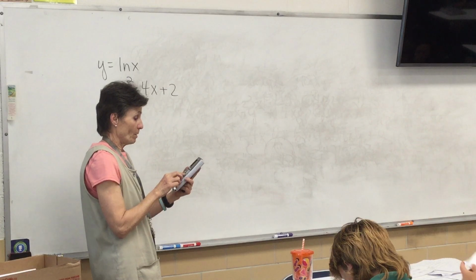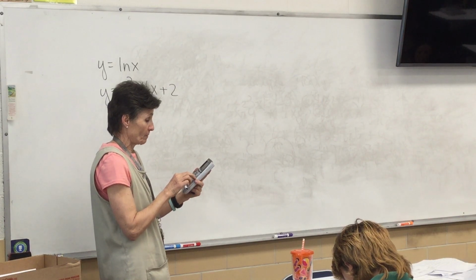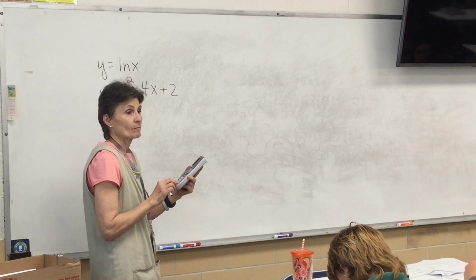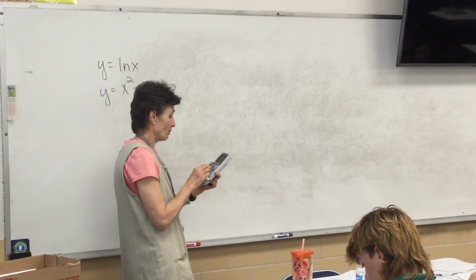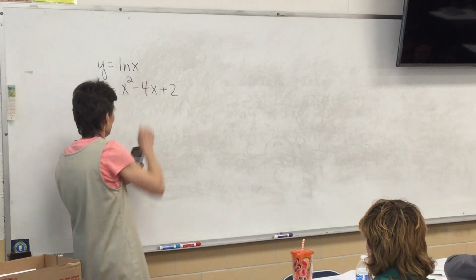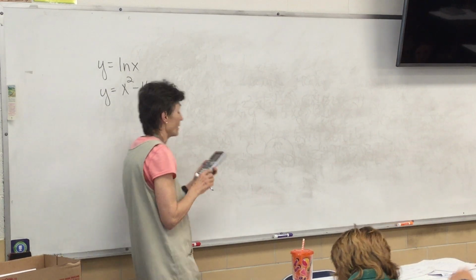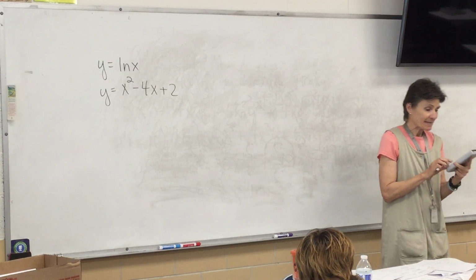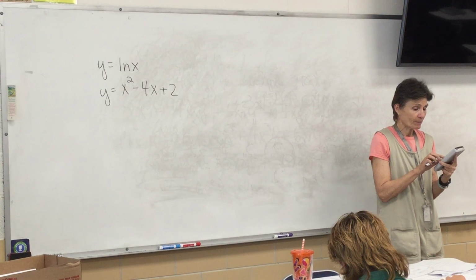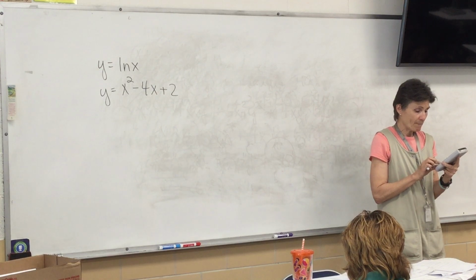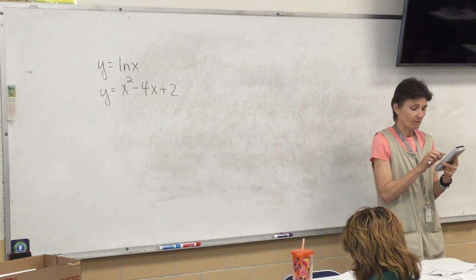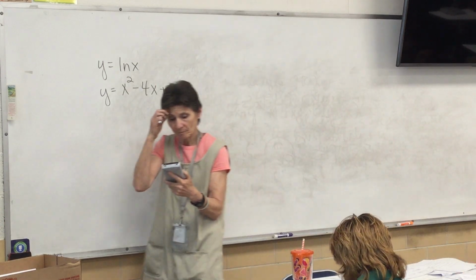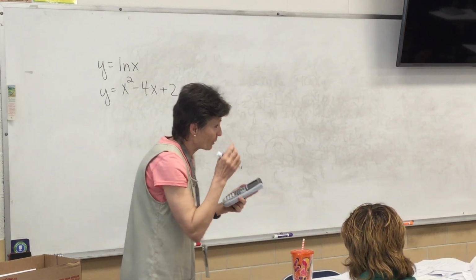First of all, I don't know what mode you're in, but you got to get back in function mode. Everybody okay with that? And we're going to put in our equations, ln x and x squared minus 4x plus 2. I'm going to use a standard window to start. My window is a mess from all the parametric stuff, so I'm just going to go with a standard window. And I'm going to graph this.